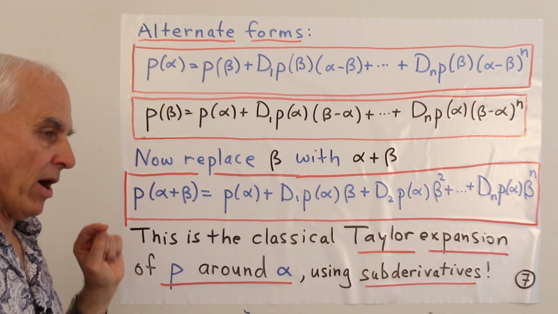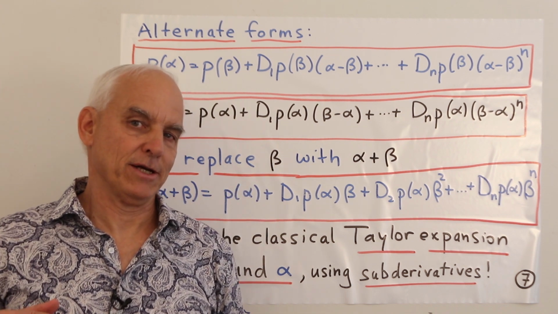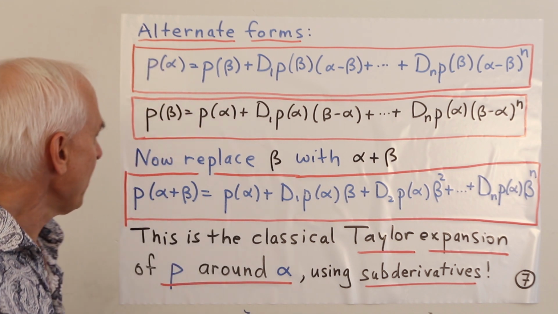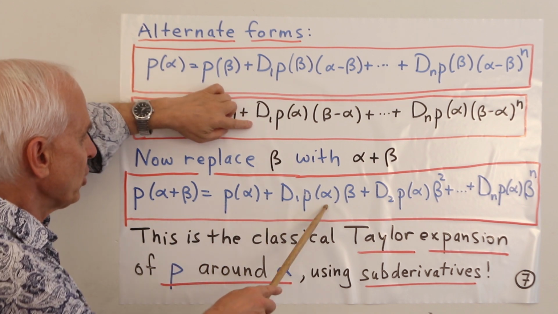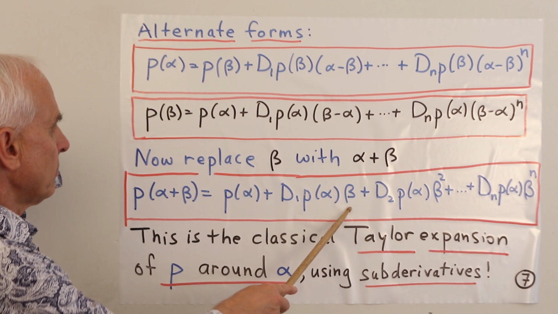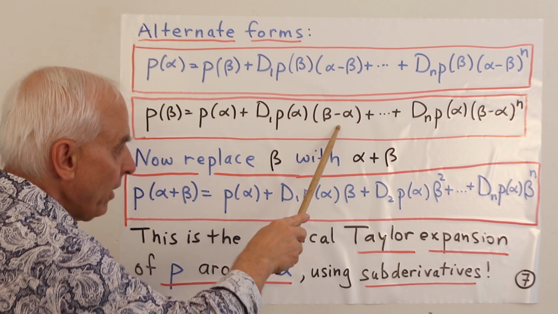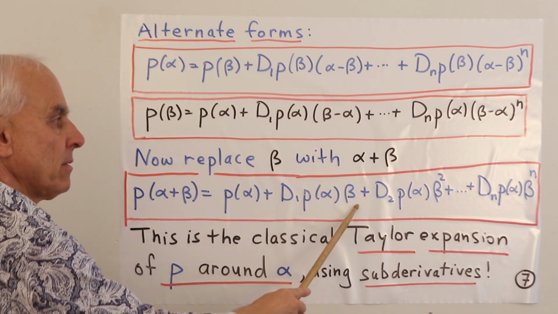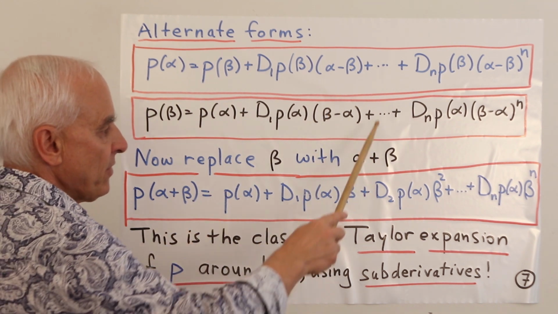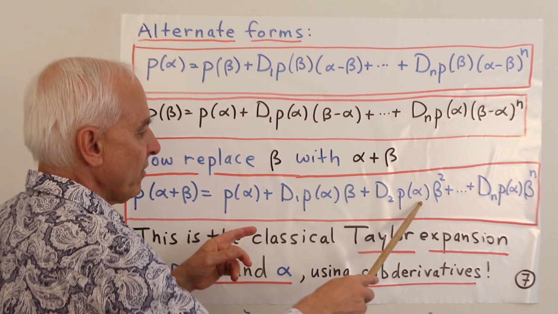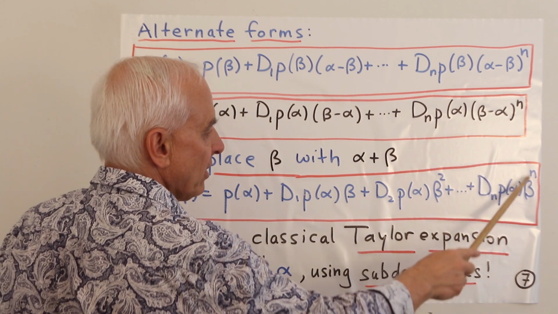And then in our next rewrite, we're going to take this one here and replace beta with alpha plus beta. So we get P of alpha plus beta over here. This thing doesn't change, but this beta is being replaced with alpha plus beta. So if you stick an alpha plus beta in here, you get alpha plus beta minus alpha. That's just beta. Okay, and so beta minus alpha becomes just beta. And so the next term will be d sub 2 of P of alpha beta squared, all the way up to d sub n of P of alpha. And this thing becomes beta to the n.